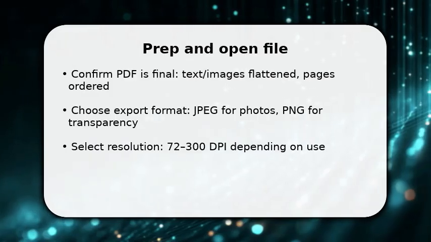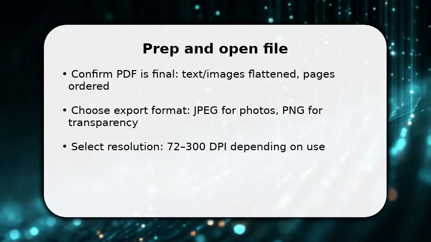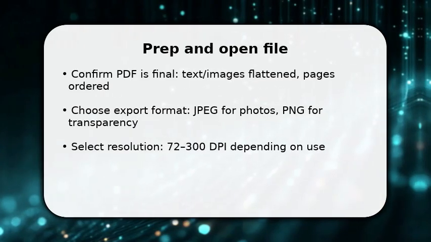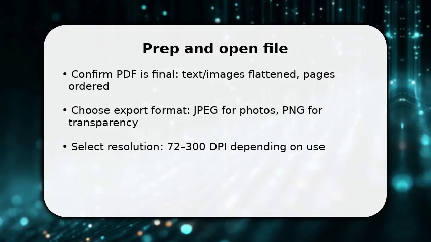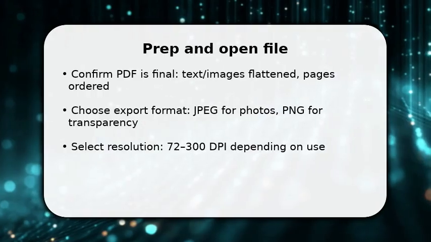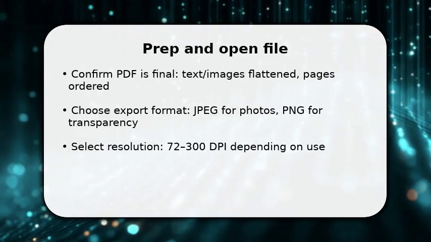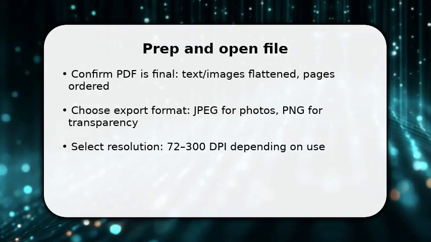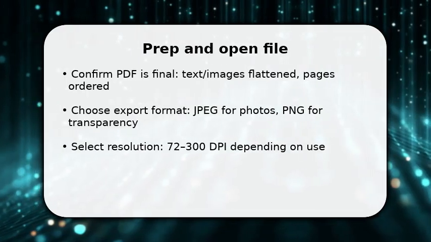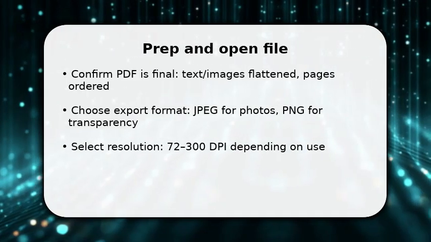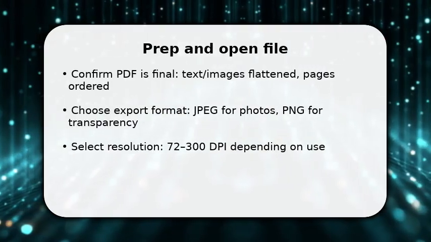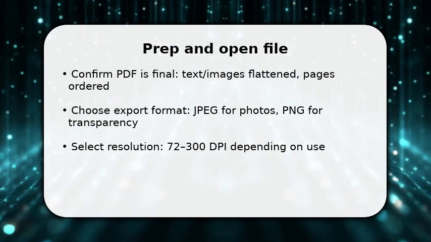You have the PDF ready, so start by opening it in a capable app. Once done, inspect pages to ensure they're final and images aren't linked externally. Make sure to choose your output format, JPEG for photos or PNG if you need transparency, and set resolution to 72 for web or 300 dpi for print. You'll learn why each choice matters. Format affects color and compression, resolution controls sharpness, and checking the PDF prevents repeated exports later.